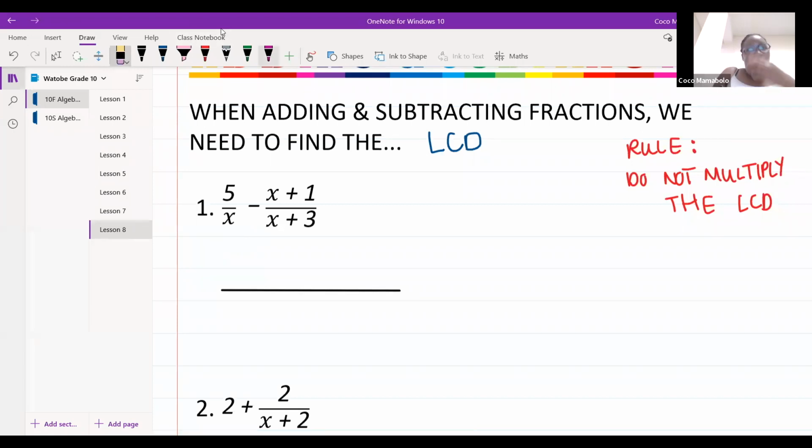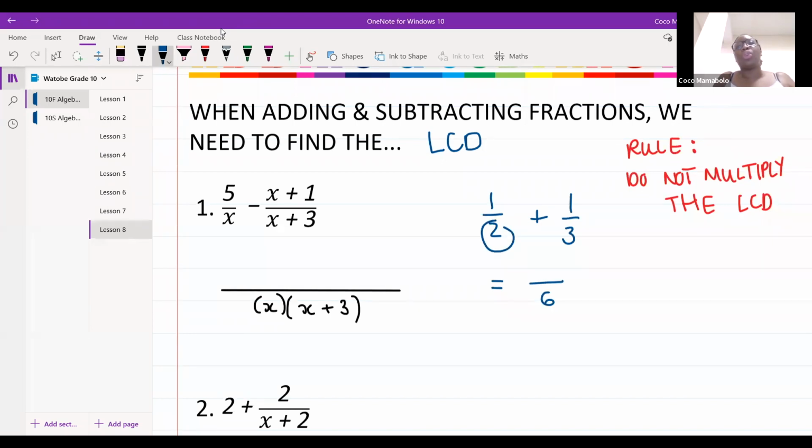Okay, but because when we look for an LCD, we take both denominators and we multiply them together. That's exactly what I'm going to do here. I'm going to go, my LCD is x multiplied by x plus 3. That's it, Zudin, because if I had 1 over 2 plus 1 over 3, what's my LCD, Zudin? My LCD is 6. How did you get there? You took 2 and 3, you multiplied them together and you got 6. So when we get to algebraic fractions, we're going to do the exact same thing.